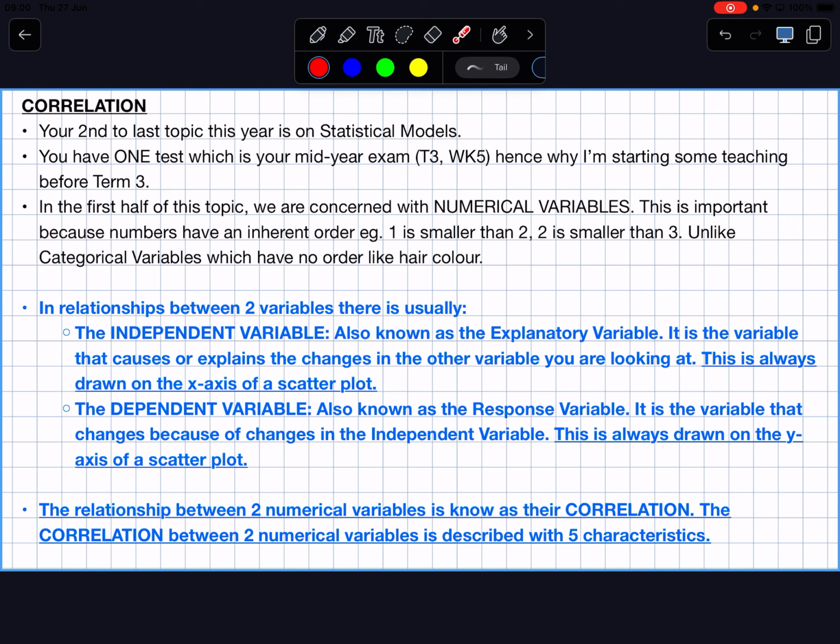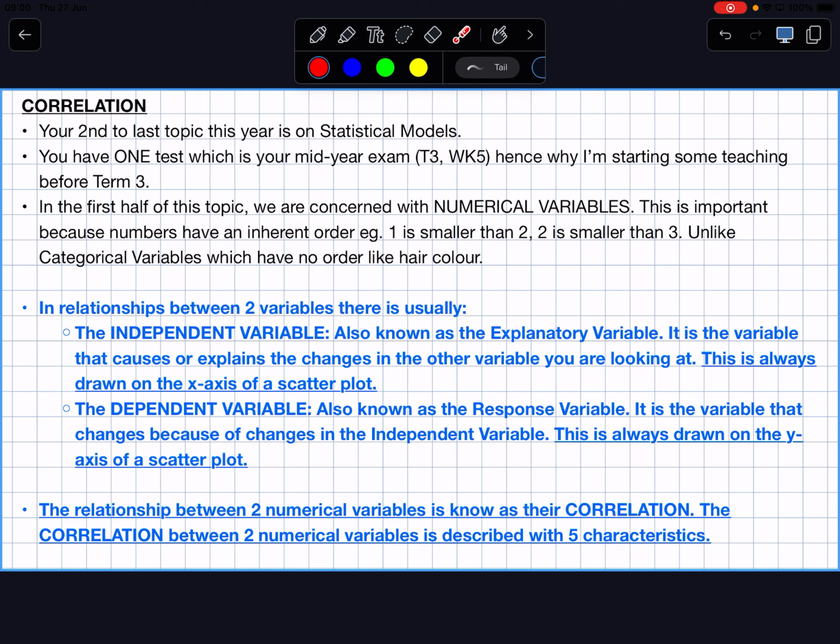In the first half of this topic, we're concerned with what are known as numerical variables. Can someone describe to me what a numerical variable is? It's numbers, okay? This is important because numbers have an inherent order. So 1 is smaller than 2, 2 is smaller than 3, etc. You don't get a choice in the order of numbers.